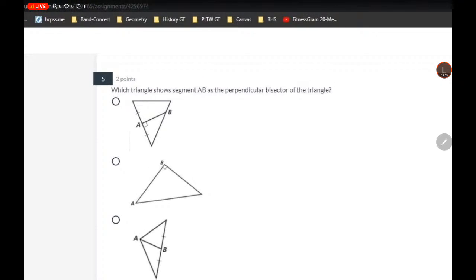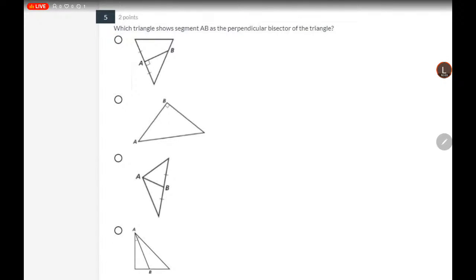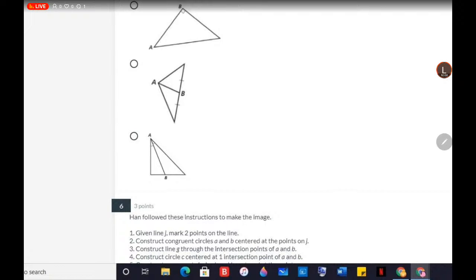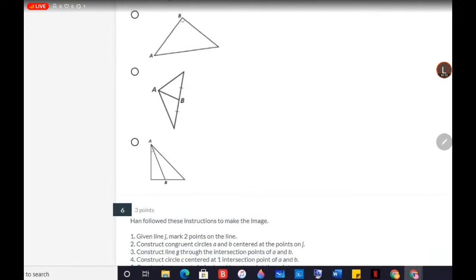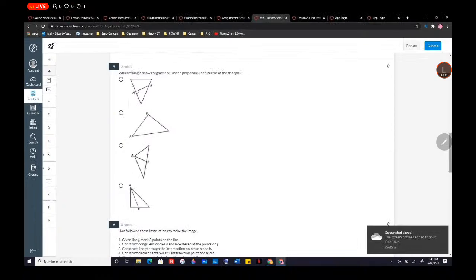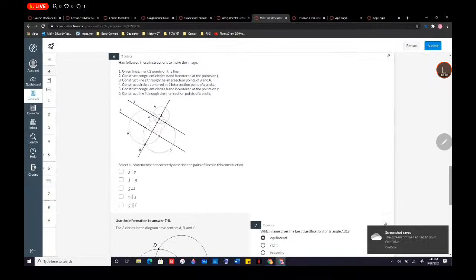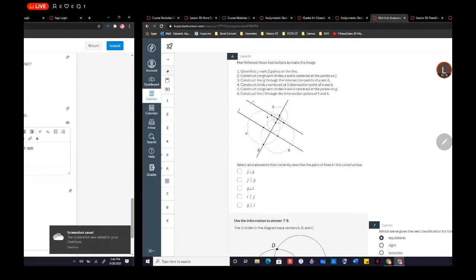I would have said none of the above, because perpendicular bisector of the triangle, I don't know what that means. It's the perpendicular bisector of one of the sides of the triangle, which none of these other ones are. So there we go. So there's number 6, but I think we don't see the whole question, so we're not going to do that. It looks like the last one, I think. Oh, no, there's 2 more.